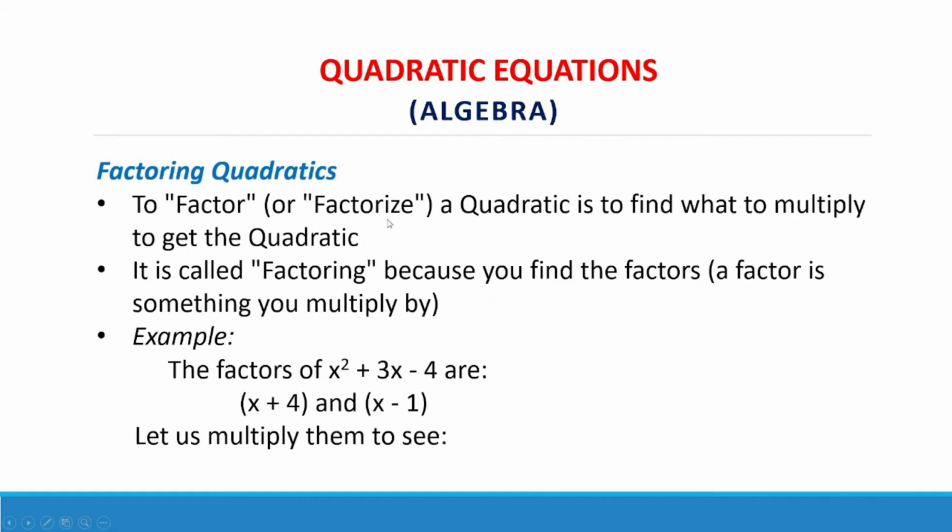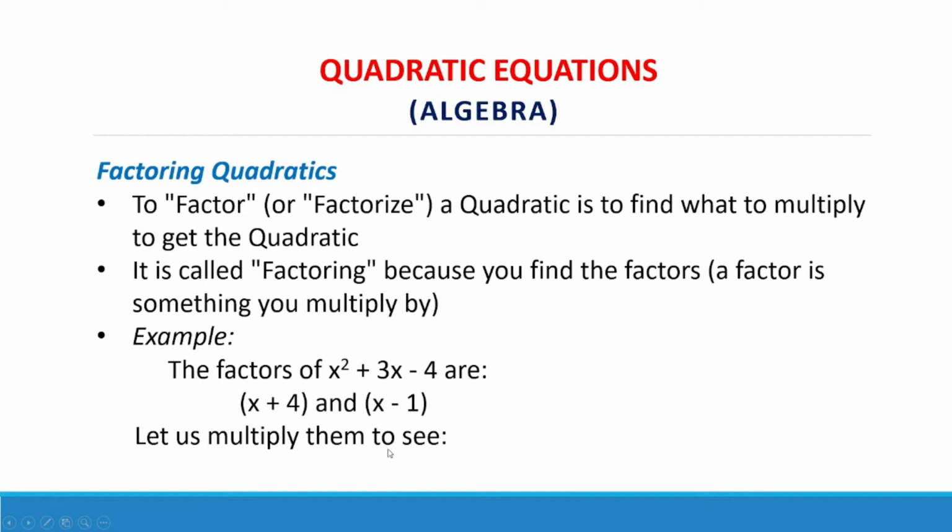Factoring quadratics. To factor a quadratic is to find what to multiply to get the quadratic. It is called factoring because you find the factors. A factor is something you multiply by. For example, the factors of x squared plus 3x minus 4 are x plus 4 and x minus 1. 4 times x is 4x, x times negative 1 is negative x, so 4x minus x is 3x, which is the bx term.